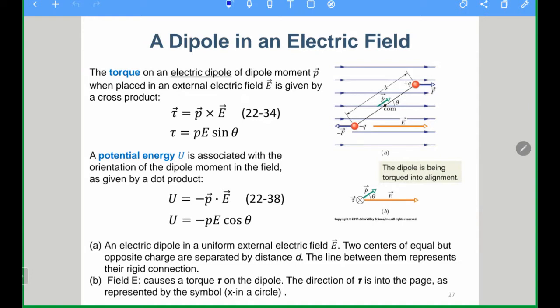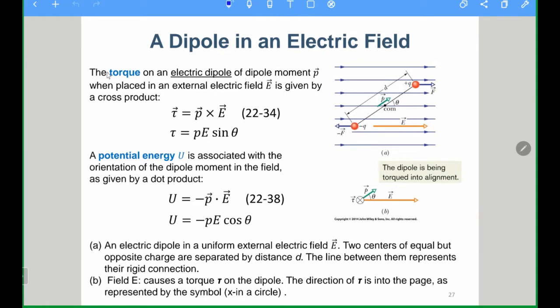So here we talk about the dipole in the electric field. It says the torque of an electric dipole of the dipole moment. Actually, in this chapter previously, we have talked about what a dipole is. And here we try to place a dipole in a uniform E field to see what phenomenon happens.